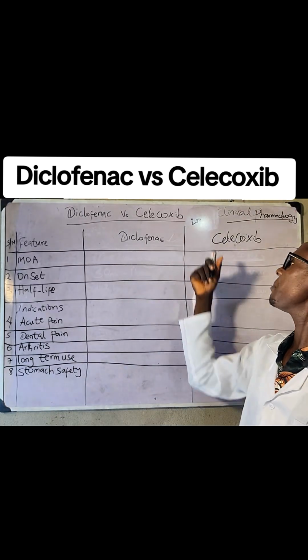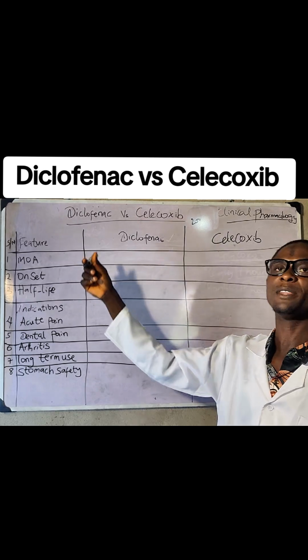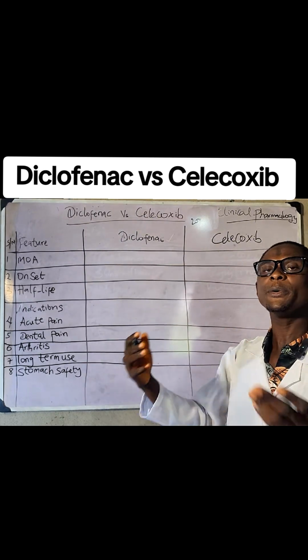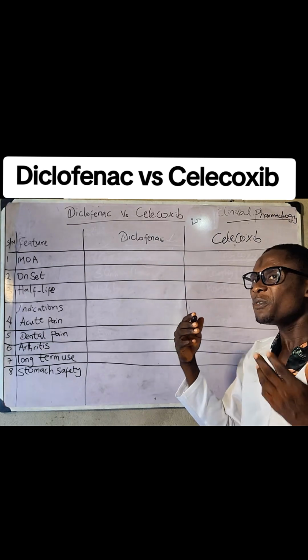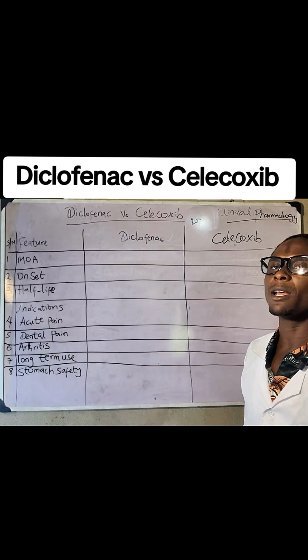So thinking that the 200 milligram means that it's more powerful than diclofenac, and we all know that Celecoxib is even more expensive than most diclofenac.